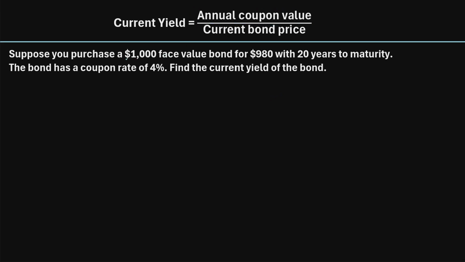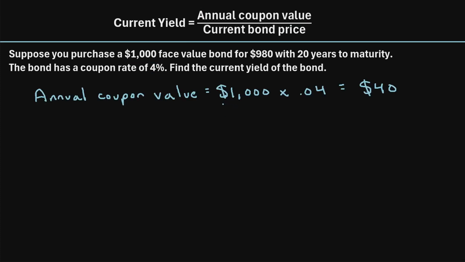So to find that, we're simply going to take the issue price of $1,000 and we're going to multiply it by 4%, the coupon rate. So the annual coupon value is just going to be $1,000 times 4%, or as a decimal, 4% is 0.04. So 1,000 times 0.04 is $40. This is the annual coupon value, or how much we will receive in interest each year.